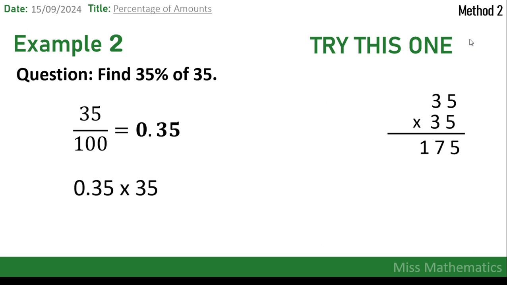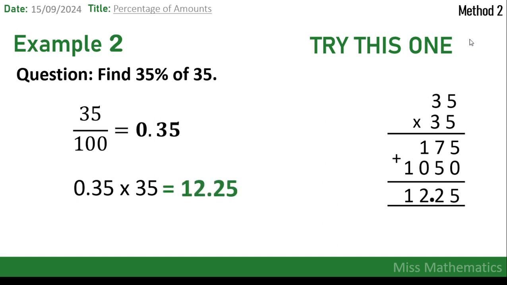Now try this again but with method 2, percentage multipliers. So to find the percentage multiplier here, we do 35 divided by 100 to get 0.35. Then we times this by 35. If you do that all manually and add the decimal point in, you get the answer of 12.25 again.